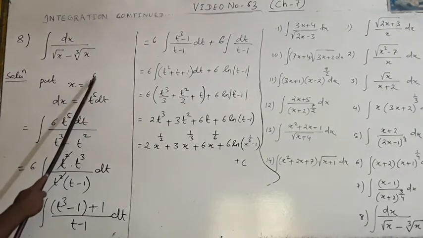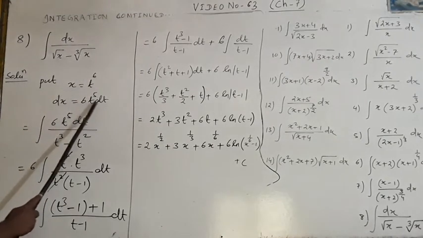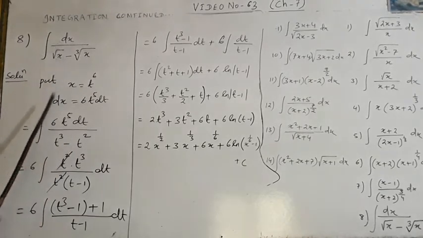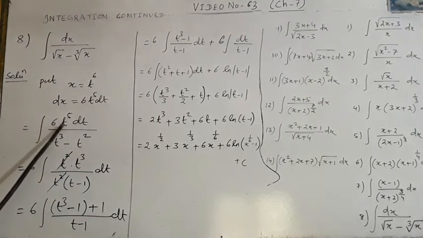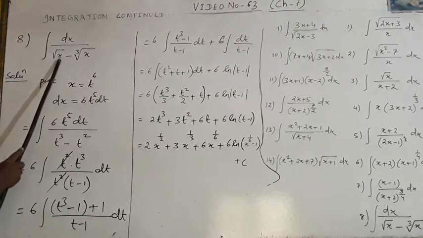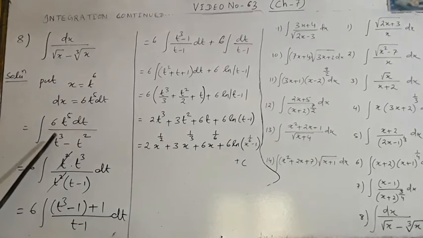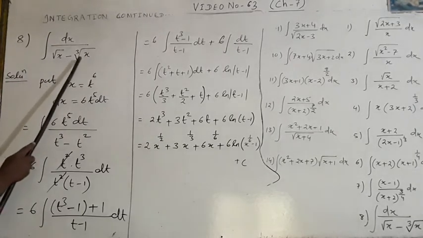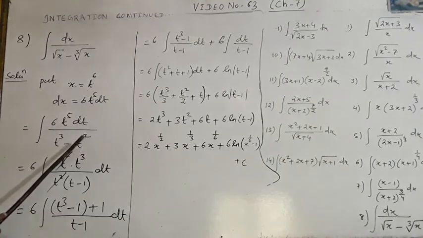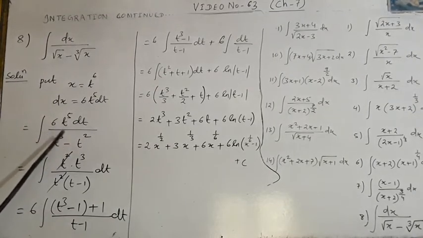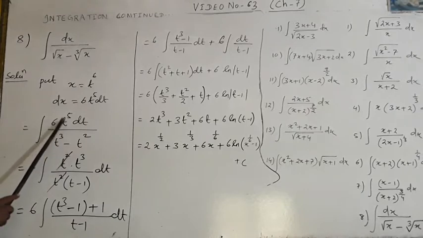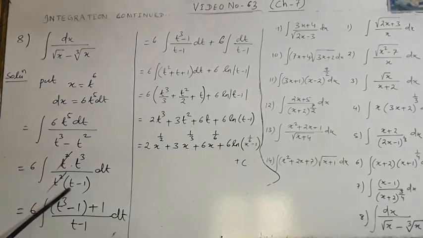Put x = t^6, dx = 6t^5 dt. So in place of dx, write 6t^5 dt, and in place of x to the power 1/2, just write t^3. In place of x to the power 1/3, just write t^2. And the 6 will go outside. I am writing this t^5 as t^2 into t^3, and taking t^2 common, it becomes t minus 1, t^2 cancels.